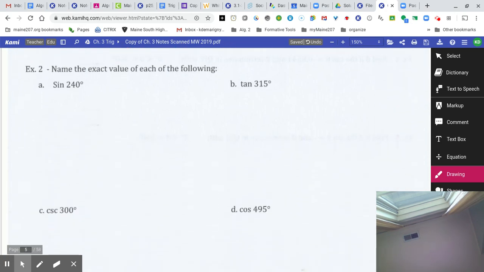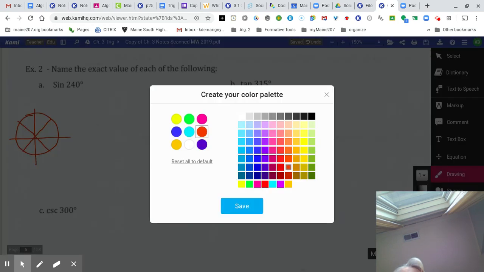Next part is asking us to name the exact value of each of the following. So I'm hoping that at this point you've got that unit circle memorized. I know that we haven't done a whole lot with it as far as me being able to evaluate you there, but it is going to be imperative that you learn this for next year. So I'm going to cut this one through the middle at 45 and cut this one through the middle at 45. So if we were in class, this would be the method that I would teach this to you.